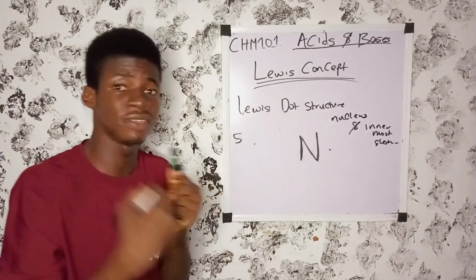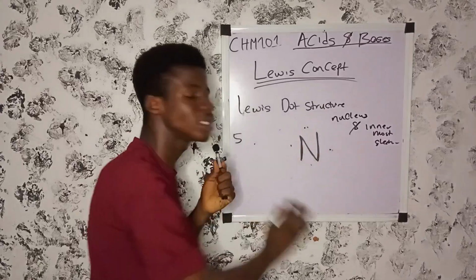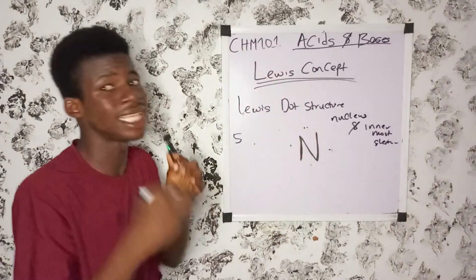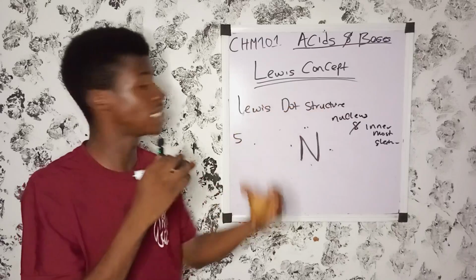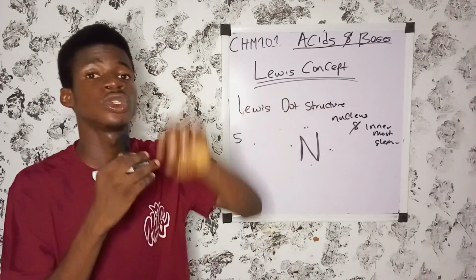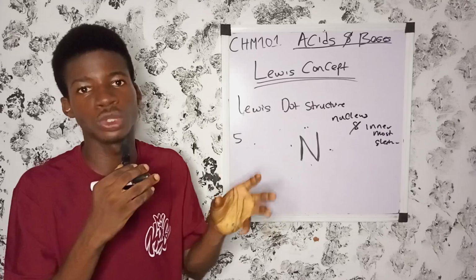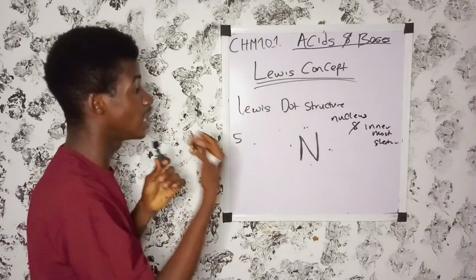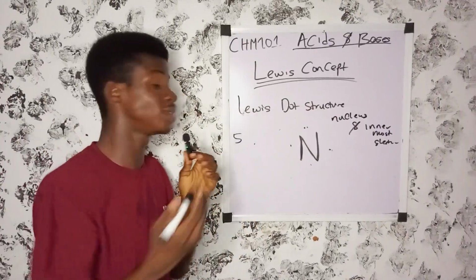Then the outermost electrons, which are the valence electrons, are arranged in the four corners of the symbol. That is the Lewis dot structure for you. It states that the symbol of an element represents the nucleus and the innermost electrons of that element. Surrounding the four corners of that symbol are the outermost electrons. So what is the valence electron of nitrogen? The valence electron of nitrogen is 5.